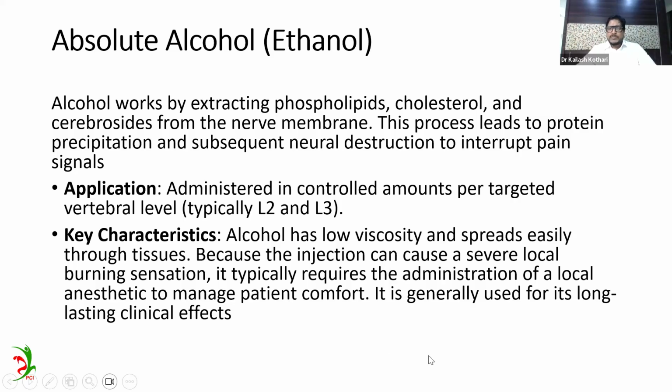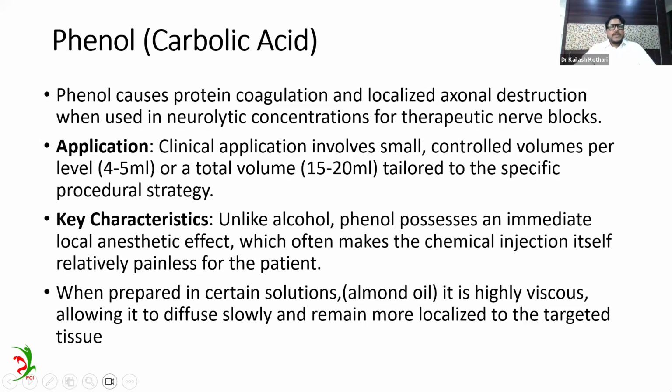So small aliquot should be used, and it's generally used for its long-lasting clinical effect. Now, phenol, also called carbolic acid, causes protein coagulation and localized axonal destruction when used in neurolytic concentration for therapeutic nerve block. And what is the concentration? We use 6% phenol. Many people use 8% phenol. I normally use 6% phenol.